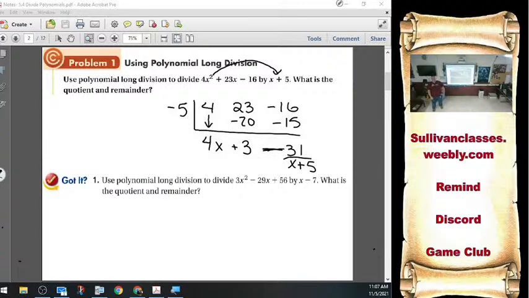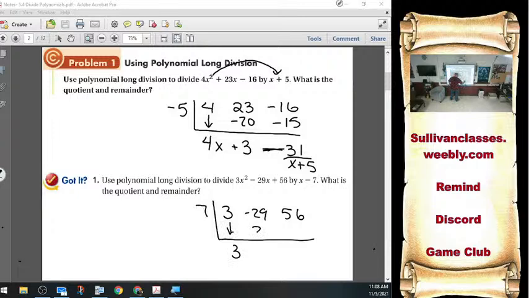Should we do one without a remainder? What about this one? We said 3, negative 29, 56. What's the 0? 7. Boy, you are a mad genius. Are you sure you didn't make this up? No. But this only works when you're dividing by linear factors.